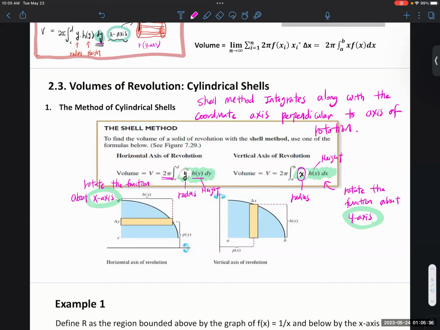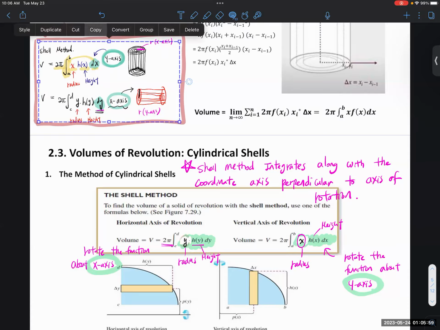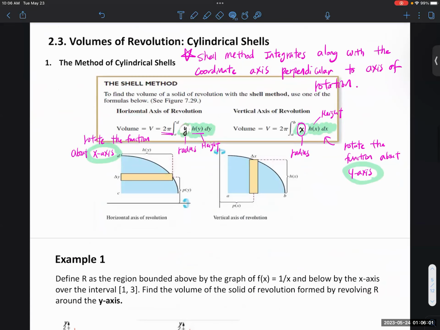Okay, so that's the different characteristic from disc and washer method. Okay, so you got this concept. I'm gonna show you a couple examples of how we can apply this shell method to find out the volume. So before we get there, let me just copy this, because we're gonna see this formula a lot. So let me copy. And let's take a look at example 1.